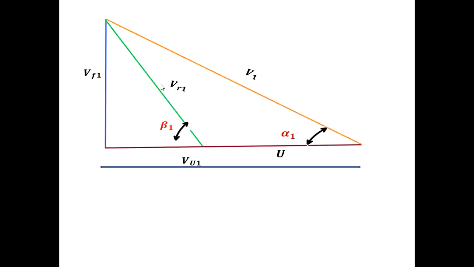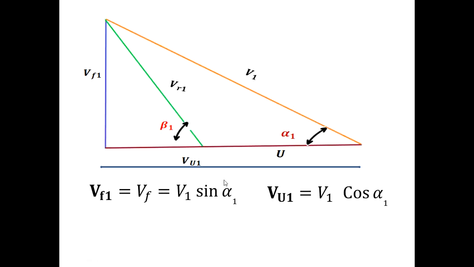So the velocity triangle at inlet is given like this. Sin alpha 1 is equal to the opposite side Vf1 divided by V1. So Vf1 is equal to V1 sin alpha 1. They told that the flow velocity is constant, so Vf1 is equal to Vf. Since the exit velocity triangle also will have the Vf2 component, that will be equal to Vf.